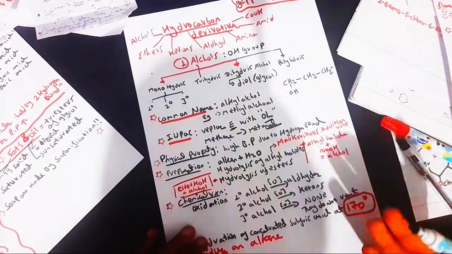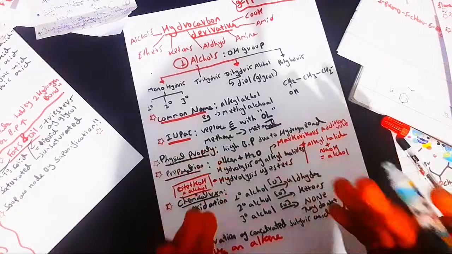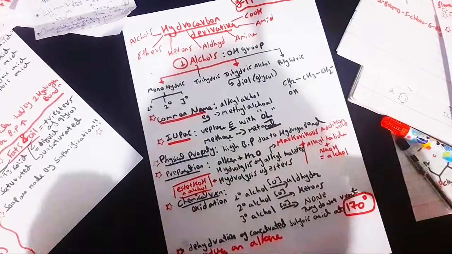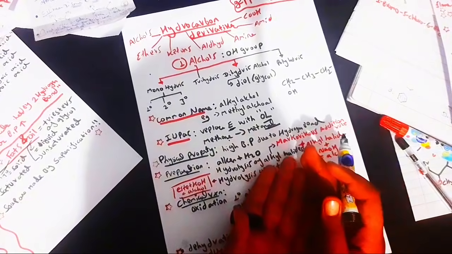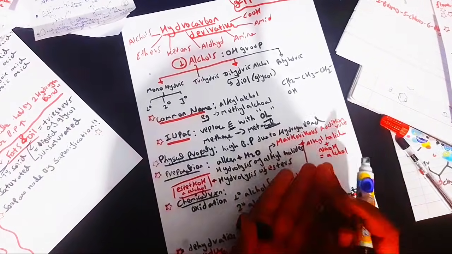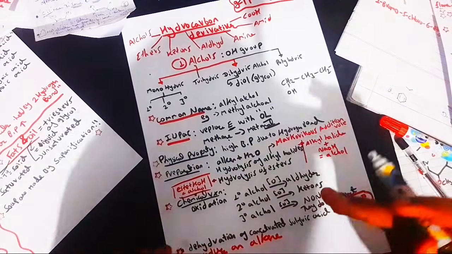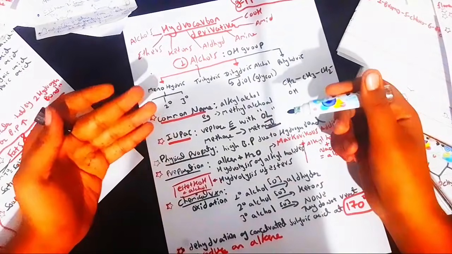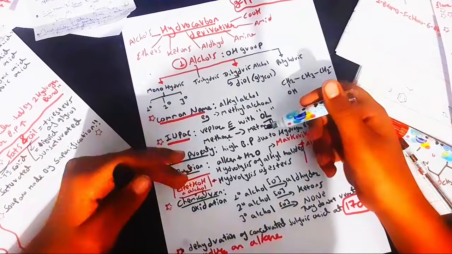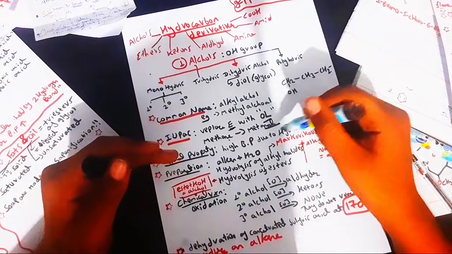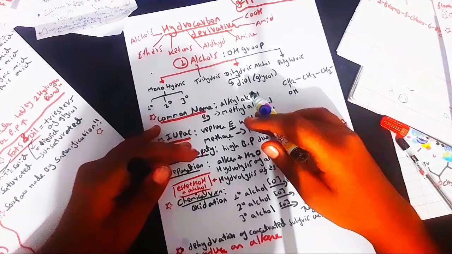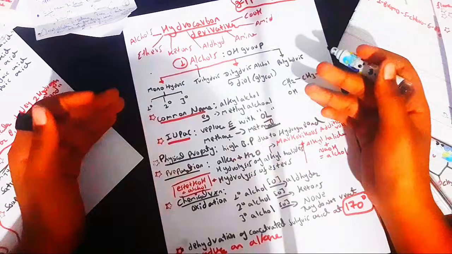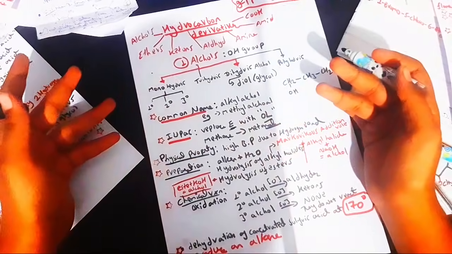The physical property is that alcohols have a high boiling point due to the hydrogen bonds found in the chemical structure. As the number of OH groups increases, the boiling point also increases. But the fewer OH groups it has, the more highly it dissolves in water.